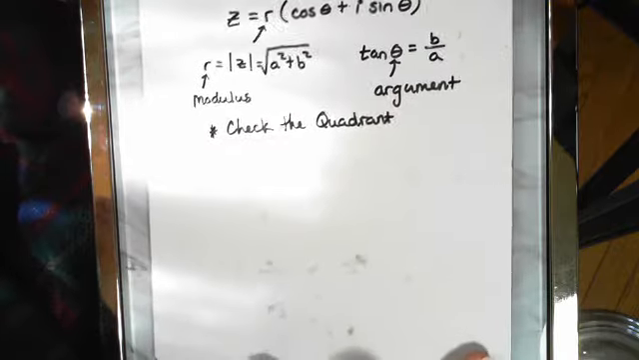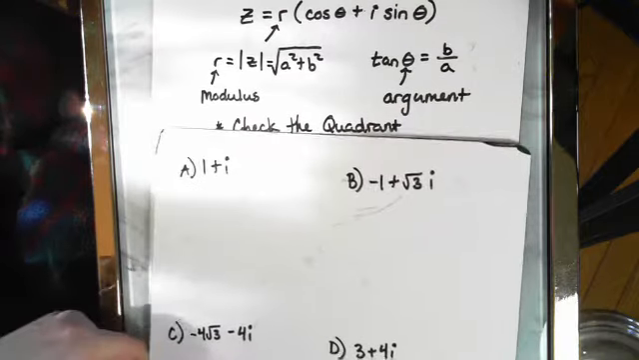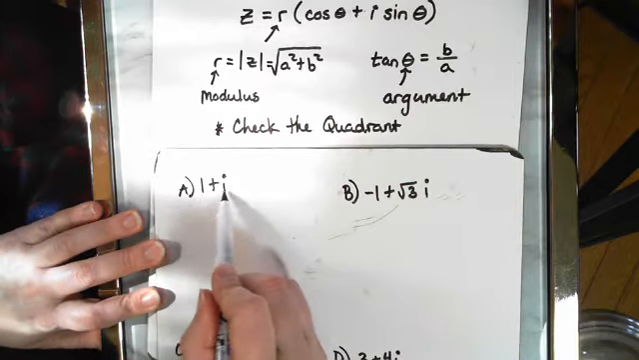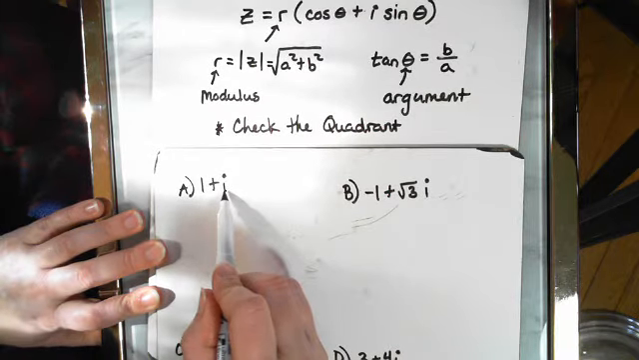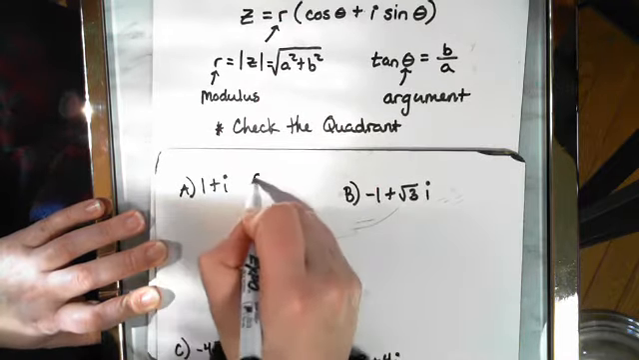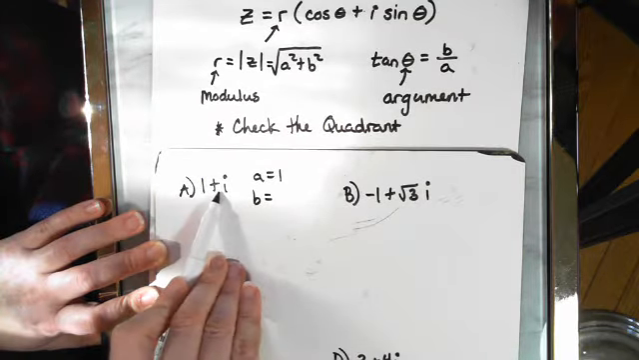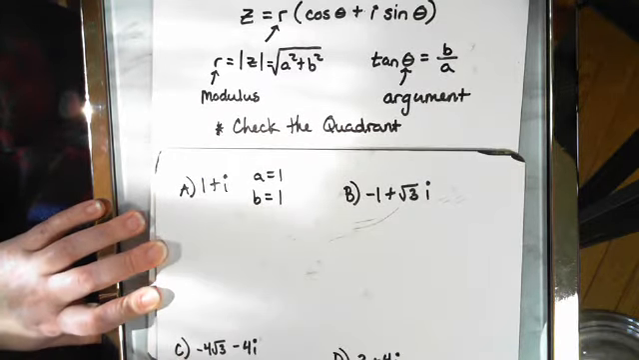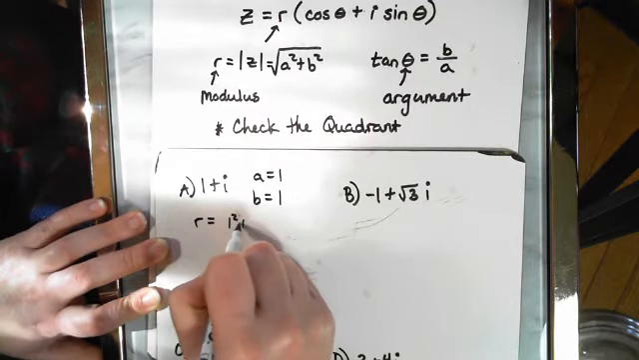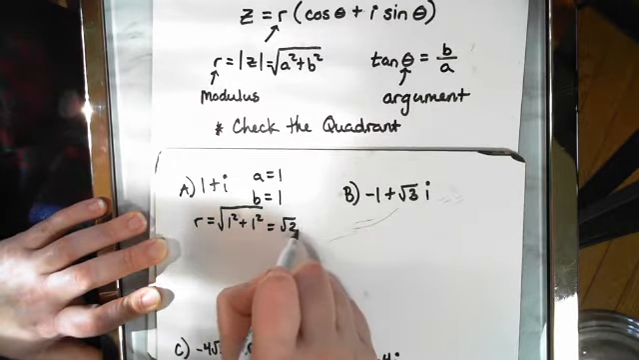So let's take a look at an example. Here's our example. So part A, they gave us the complex number 1 plus i, and they want us to change this into polar form. So notice a is 1 and b is also 1, notice the invisible 1 in front of the i. So for r, I do 1 squared plus 1 squared and the square root of that. So it's the square root of 2.